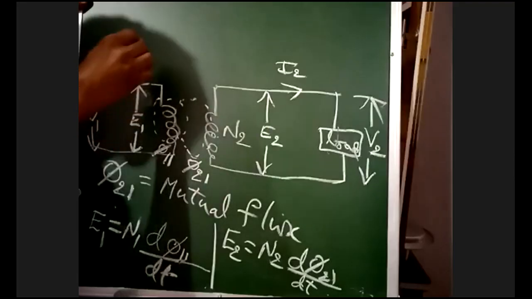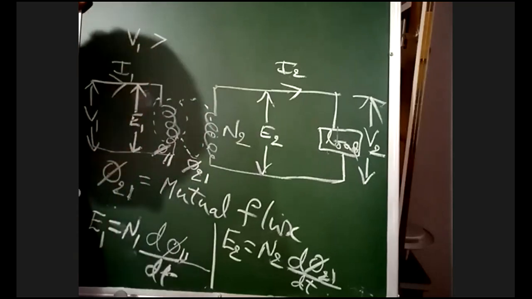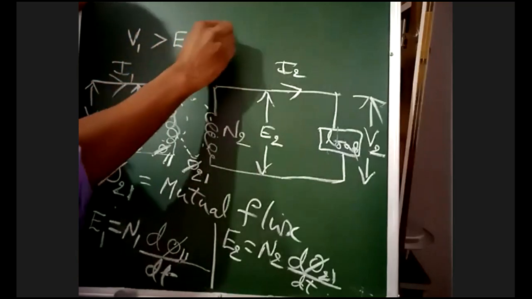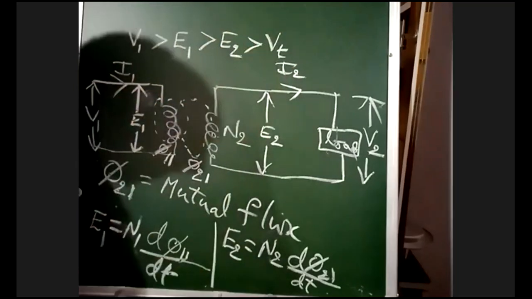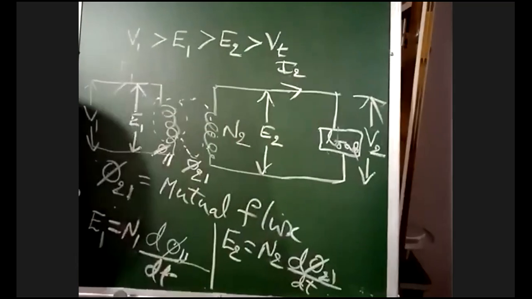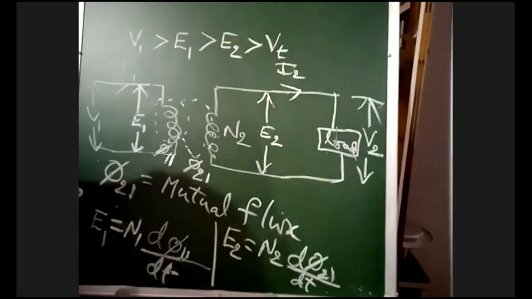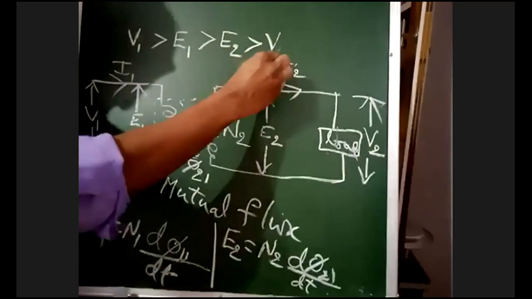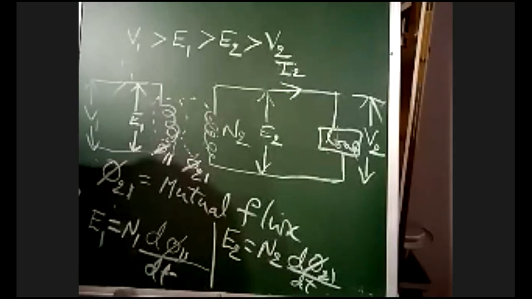Okay, listen here. Here I am writing V1 greater than E1 greater than E2 greater than VT. VT is equal to V2. VT means terminal voltage or load voltage. V2 is equal to VT. We can also take V2, no problem. Terminal voltage or load voltage, whatever, both are one and equal.